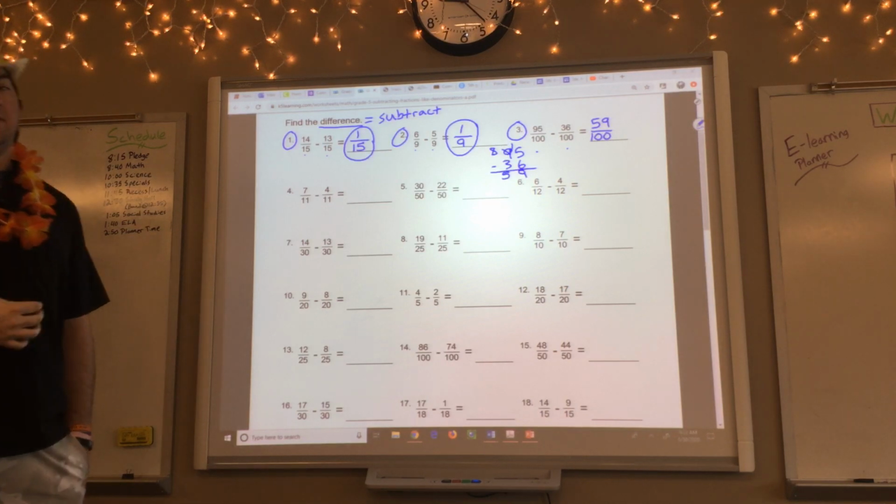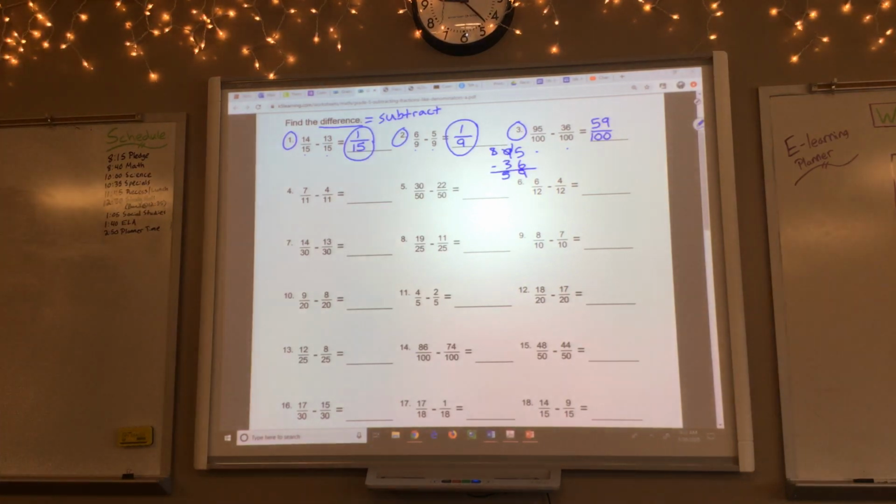What can 59 be divided by? Okay, I know my 100 can be divided by a lot, but let's see if we have to simplify this right off the bat. So 59, all right, it could be divided by 1. Awesome. 100 could be divided by 1 too, but it's going to get you 59 over 100. So that's not going to work.